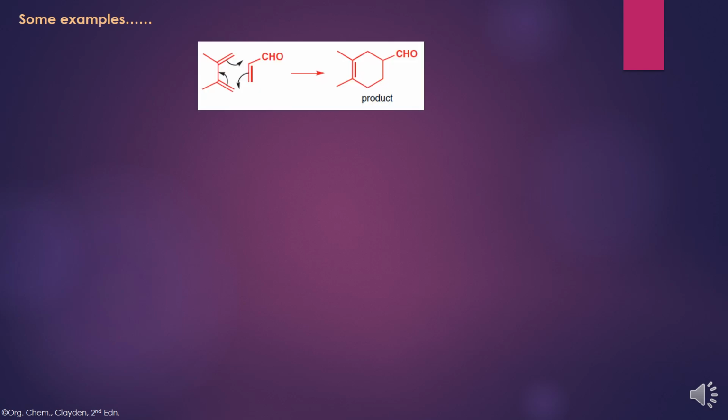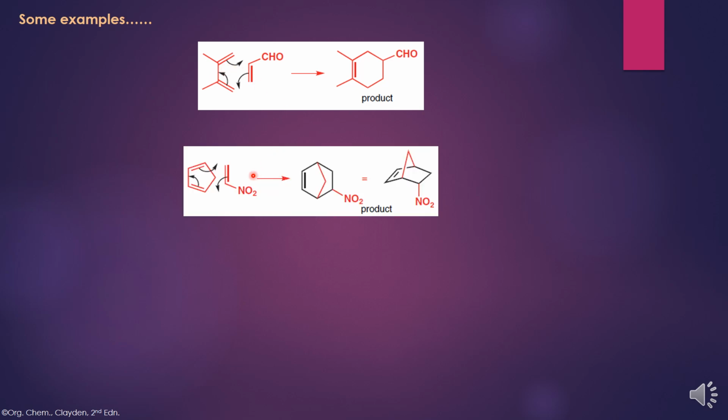We can see some examples of the Diels-Alder reaction. Here we can see a butadiene reacting with a conjugated aldehyde. This is a conjugated aldehyde, and this dienophile is electron poor due to the conjugation with the carbonyl group of the aldehyde, and here it reacts with a substituted diene. This is electron rich and this is electron deficient, and easily we get this product by the shifting of electrons.